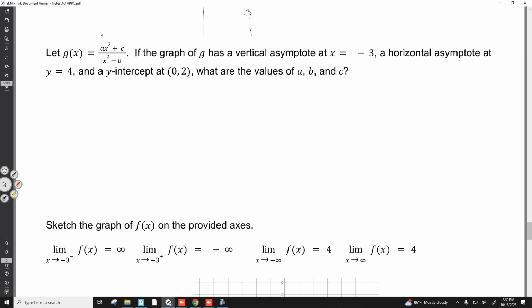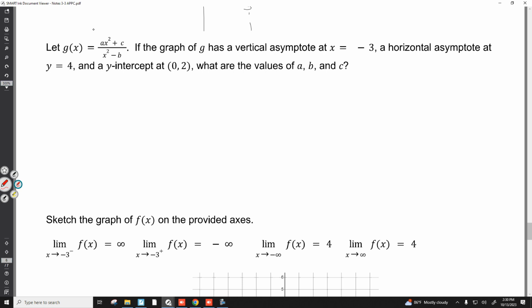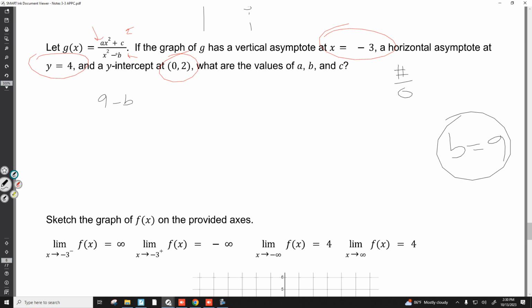Find a, find b, find c, given that we have a vertical asymptote here, a horizontal asymptote here, and a y-intercept there. And if you think that's going to disappear on you, it's not. If I plug in -3, vertical asymptotes are numbers over 0. If I plug in -3, I'm going to get 9 minus b. b's got to be 9, or else it's not going to make the bottom 0.